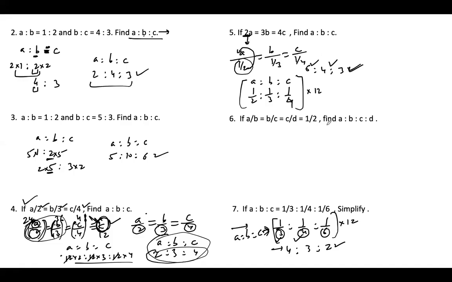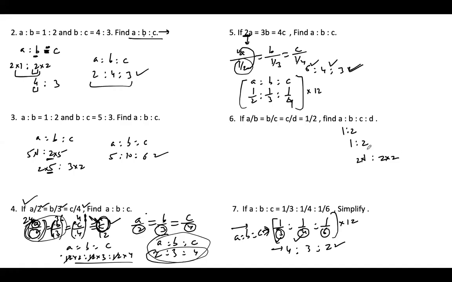Similarly, A : B is given as 1 is to 2, B : C is given as 1 is to 2, and C : D is given as 1 is to 2. Okay, how do I start? We can start from anywhere, we'll be getting the answer. That's not a problem. But let's start from C, 2 and 1. So I'm making this as 2.